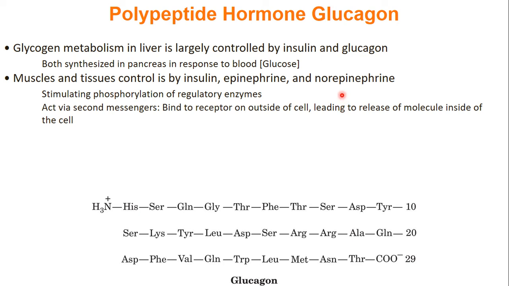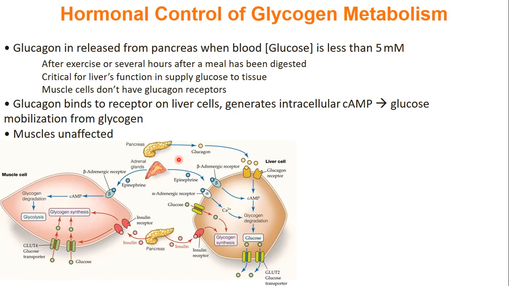Now, muscles and tissues are controlled by insulin, epinephrine, and norepinephrine. This will stimulate phosphorylation by regulatory enzymes, and really all this is going to work via secondary messengers, which means these hormones are going to bind on the outside of the cell. When they bind to the outside of the cell, a different messenger is going to be released into the inside of the cell, relaying a message. So we're going to look at this piece by piece, and we're going to start with glucagon.